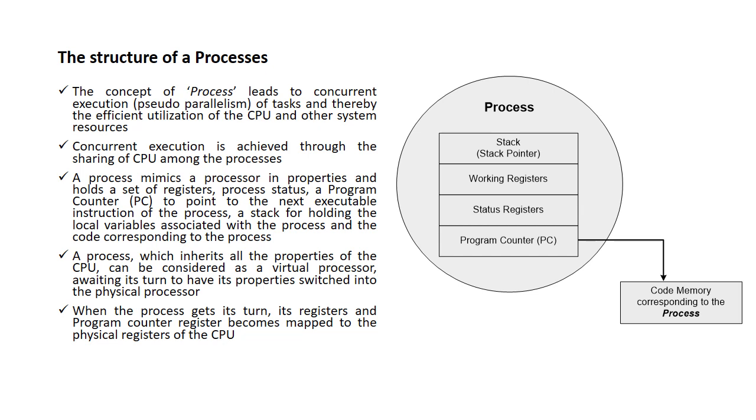A process which inherits all the properties of the CPU can be considered as a virtual processor, awaiting its turn to have its properties switched into the physical processor. When the process gets its turn for execution by the processor, its registers and program counter register become mapped to the physical registers of the CPU. In the figure we can see the registers utilized by the process, and when the process gets its turn to be executed, these registers are converted into actual processor registers.